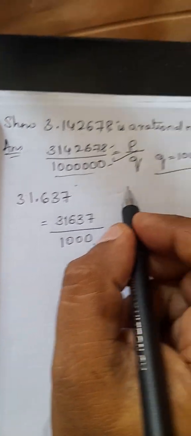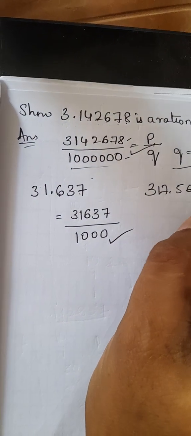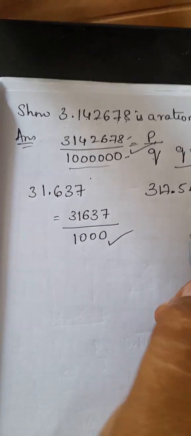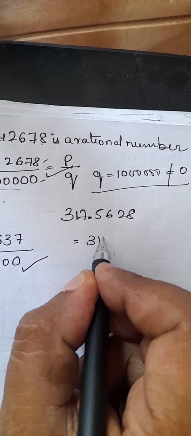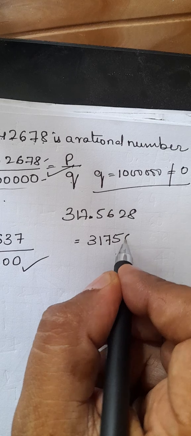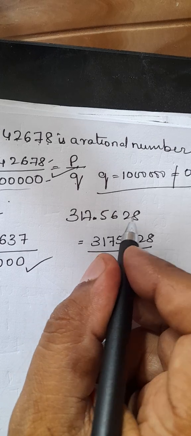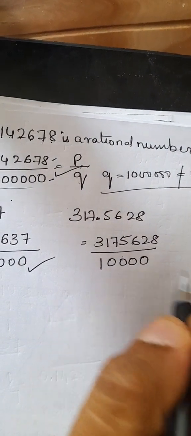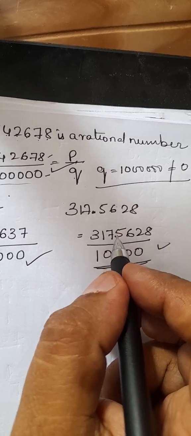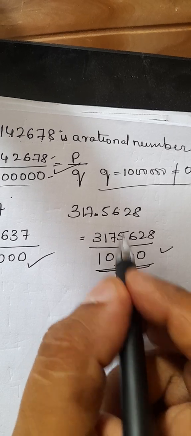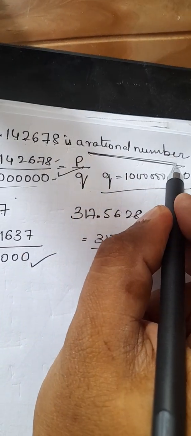If I give you an example, 317.5628, show me the rational number representation of this decimal number. Then you can write it as 3175628 divided by 10000, with 1, 2, 3, 4 decimal digits. So this is the representation of this number in the form P by Q. And since I can represent this number in the form P by Q, it qualifies to be called a rational number.